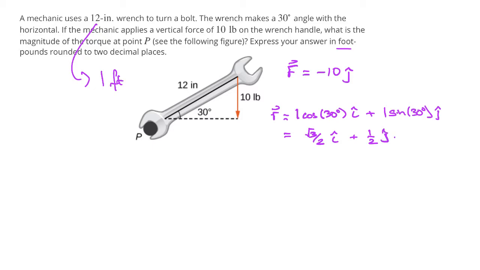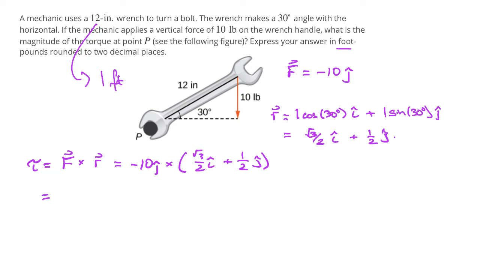So now coming to our torque, we remember that our torque is actually given by our force cross our lever arm. And so in this case, that's going to be a negative 10J that we're crossing with a √3/2 I and a plus 1/2 J. And so what happens in this case, we can distribute that.